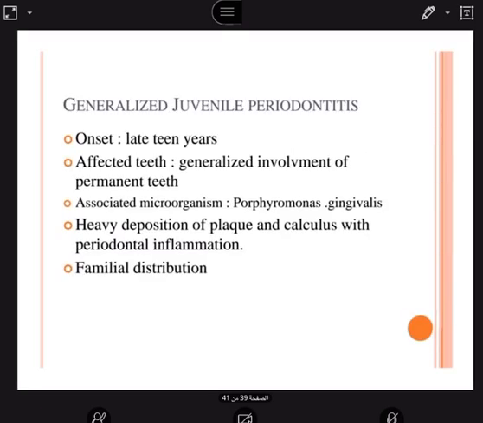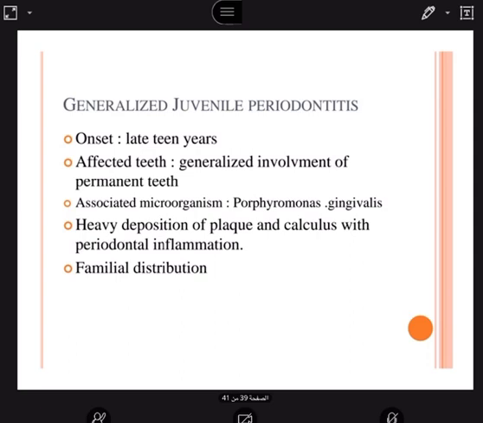Now coming to generalized juvenile periodontitis, as you know, it is seen with onset in the late teen years. There is generalized involvement of the permanent teeth. In your localized, you will find it only in the central incisors as well as the molars. Associated microorganism, here it is Porphyromonas gingivalis, whereas in your localized it is Aggregatibacter actinomycetemcomitans. Please know the difference, it can be asked.